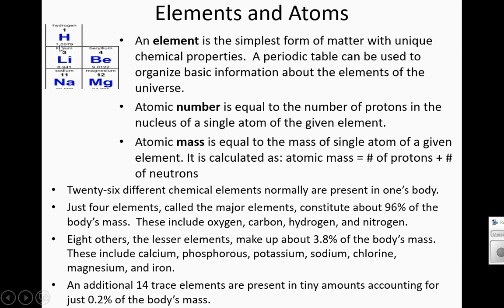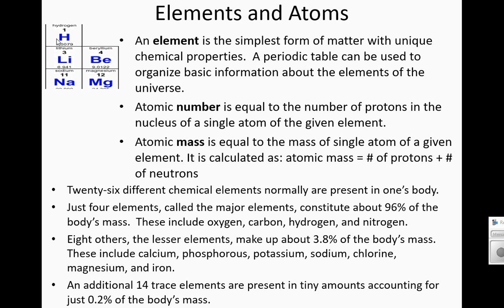Let's round this number to 1. What's 1 minus 1? 0. So hydrogen in this state has 0 neutrons. Does that make sense? Okay.